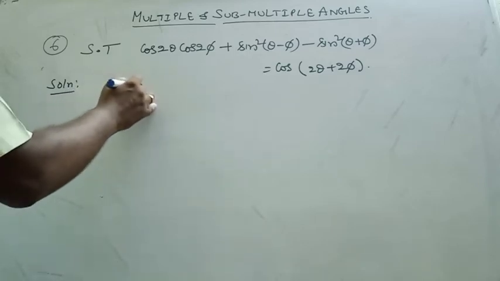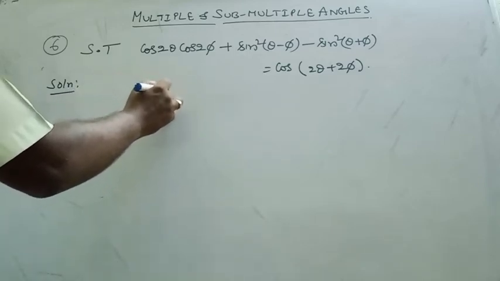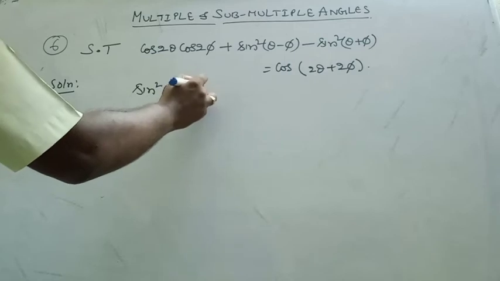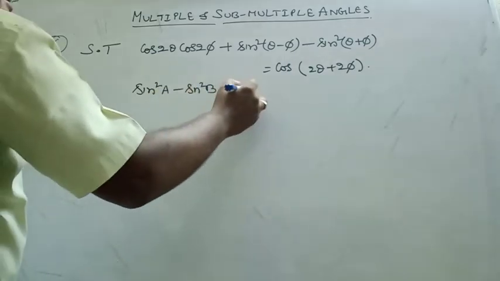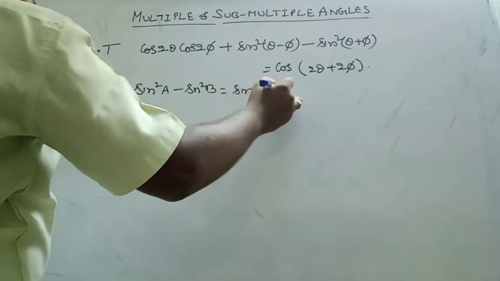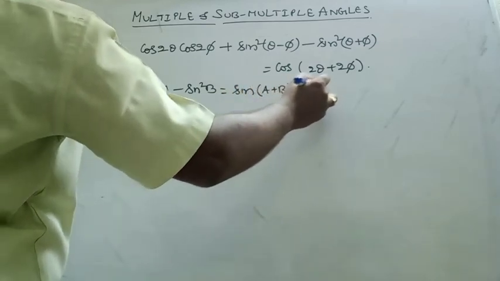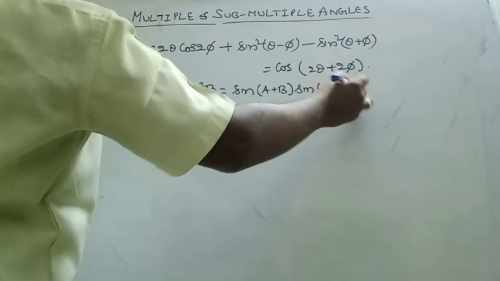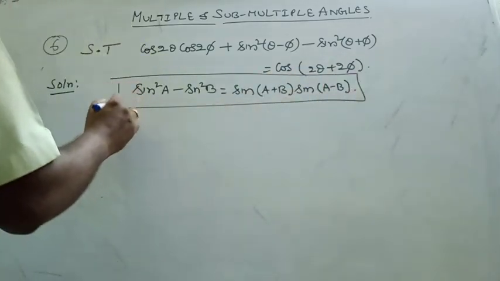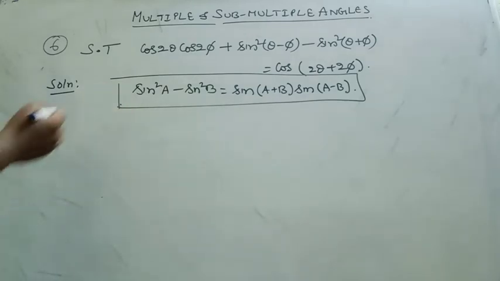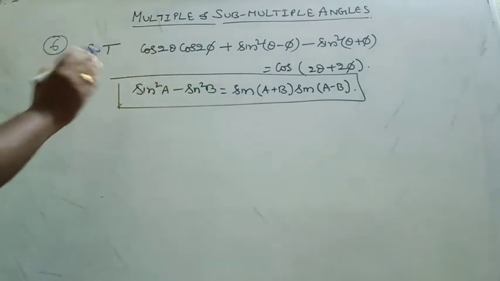You know one thing, we know that sin square A minus sin square B, remember this formula, is actually equal to sin (A plus B) into sin (A minus B). Sin square A minus sin square B is equal to sin (A plus B) into sin (A minus B). Let us use this fact in our problem.